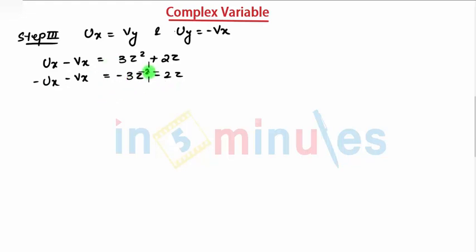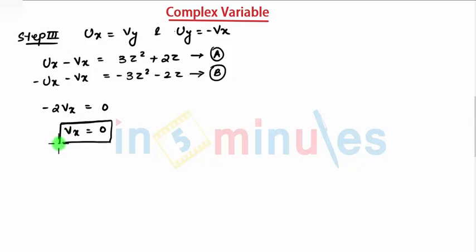Now let's add these equations. That's exactly my equation number A and equation number B. When you add them, ux and ux get cancelled. I get minus 2 vx, that is equal to 3z square minus 3z square gets cancelled, and 2z minus 2z gets cancelled, I get 0. So I got vx equal to 0. Now this I can put in any one of them. Since vx is 0, ux will be equal to 3z square plus 2z. So that's my ux.